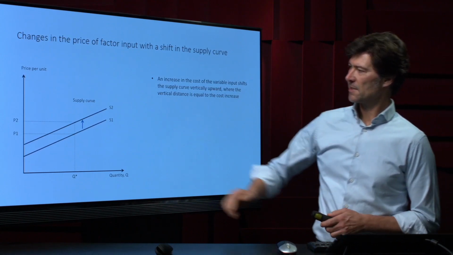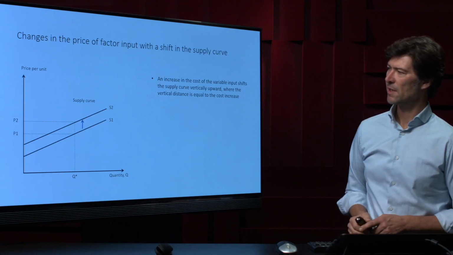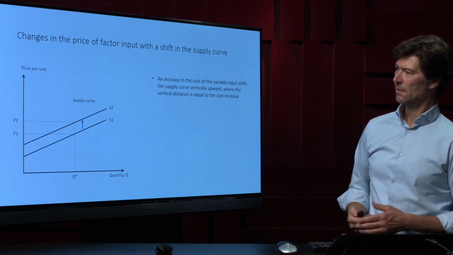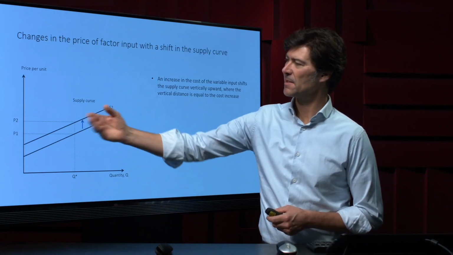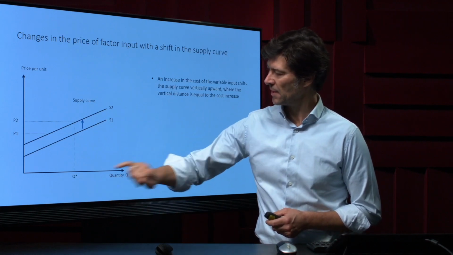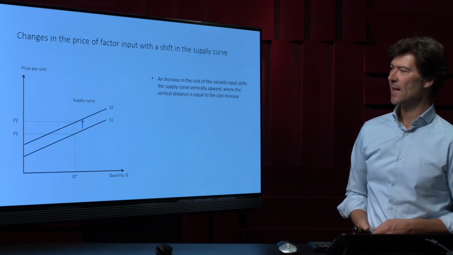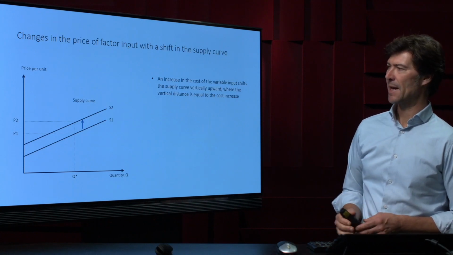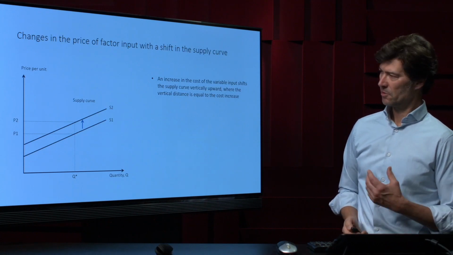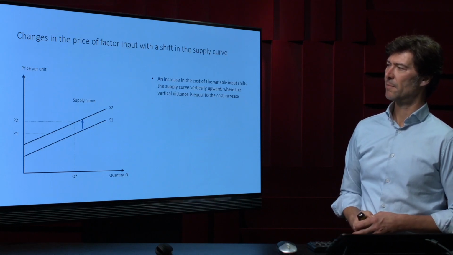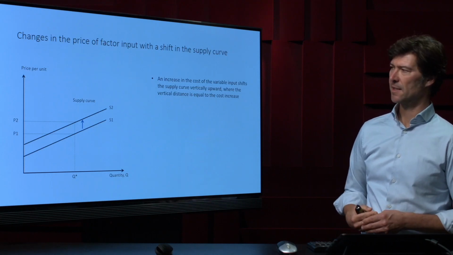And this will increase the price to P2. We need an increase in price to P2 in order to be willing to supply Q star. As we will see in a little while, the market price might not increase to P2 due to some elasticity in demand.